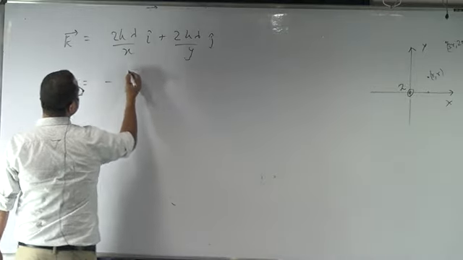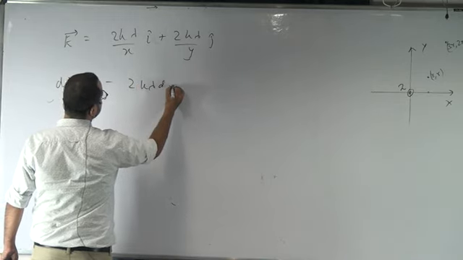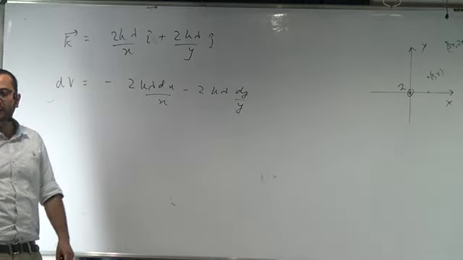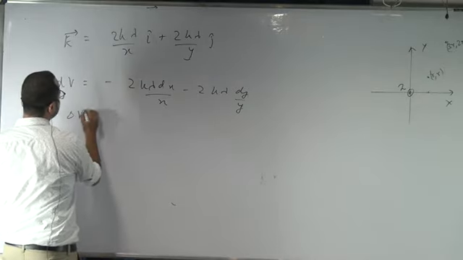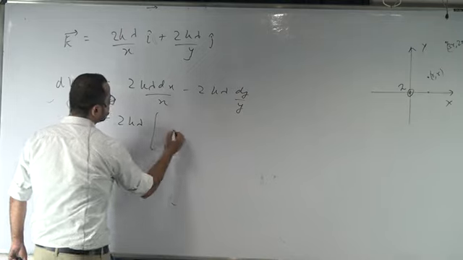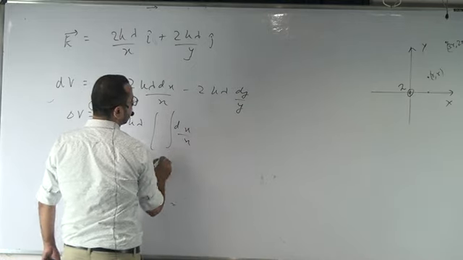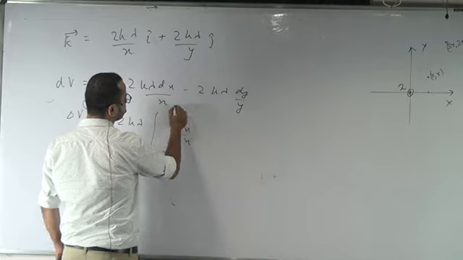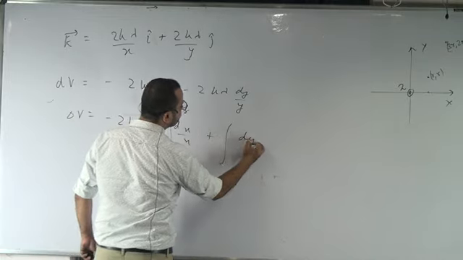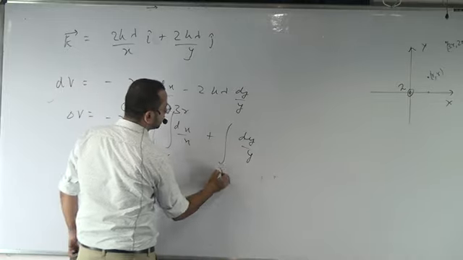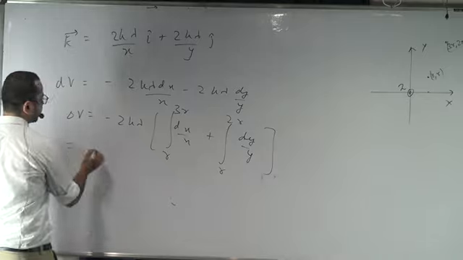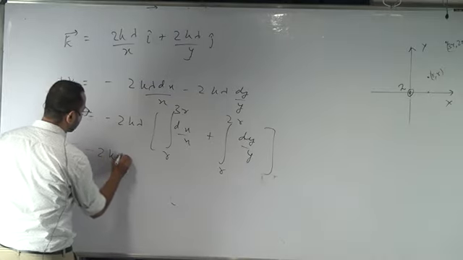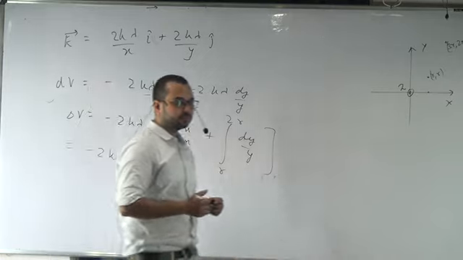Okay, so what is dv? dv will then become minus 2k lambda dx by x minus 2k lambda dy by y, dot किया इसका dr के साथ। Okay, then what will be delta V? Delta V will be minus 2k lambda, and then you will have the integral of dx by x, and this is going to go from where to where? r to 3r, and this would be integral of dy by y, and this integral is going to go from r to 2r. ठीक है, this gives you ln3, this gives you ln2, ln3 into 2 is 6, so this becomes minus 2k lambda ln6. Is that clear?